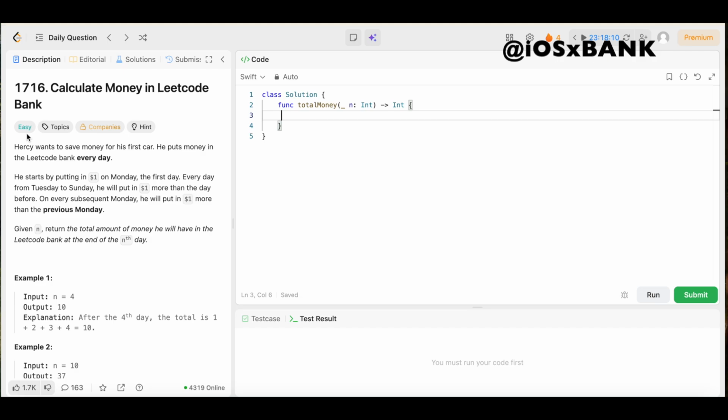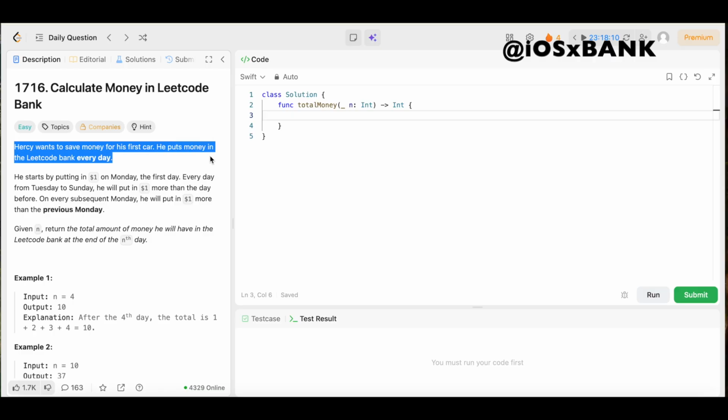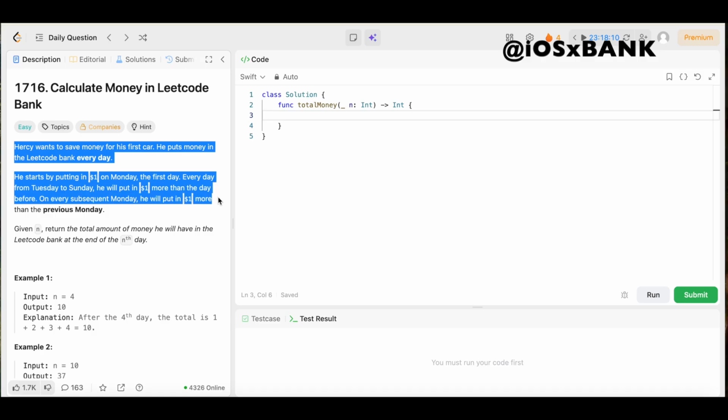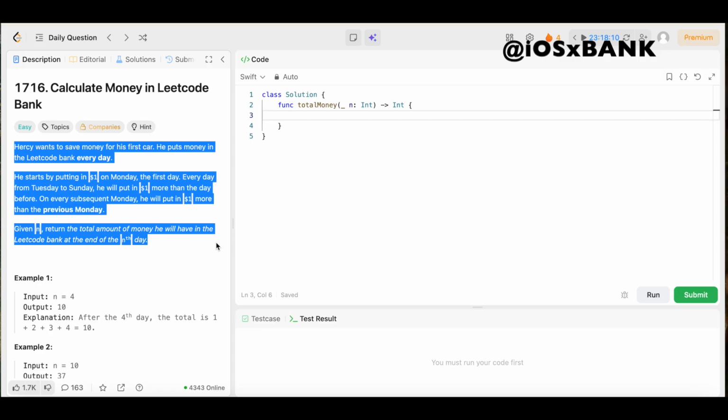Now let's see what the question says. Hersey wants to save money for his first car. He puts money in the LeetCode bank every day. He starts by putting $1 on Monday, the first day. Every day from Tuesday to Sunday, he will put in $1 more than the day before. On every subsequent Monday, he will put in $1 more than the previous Monday. Given n, return the total amount of money he will have in the LeetCode bank at the end of the nth day.